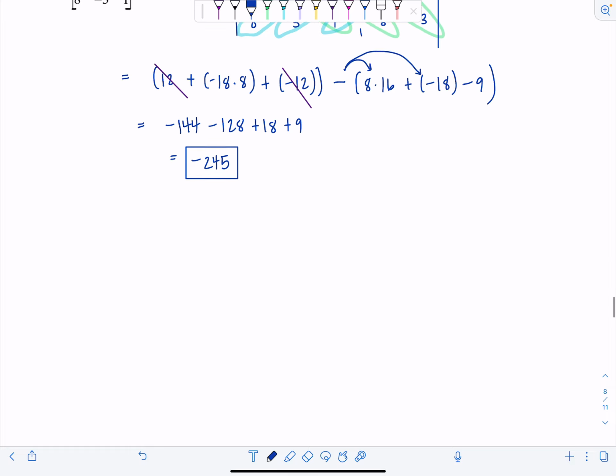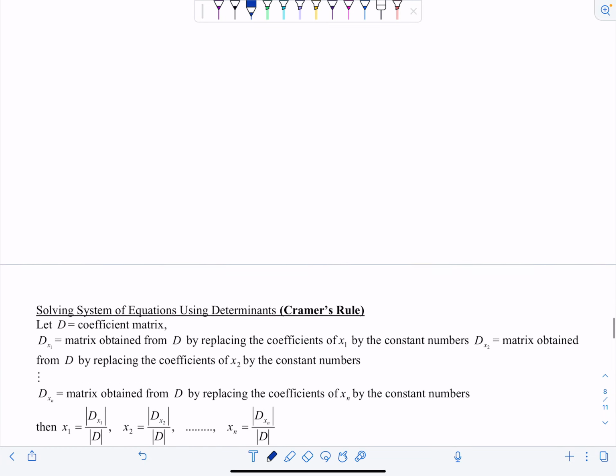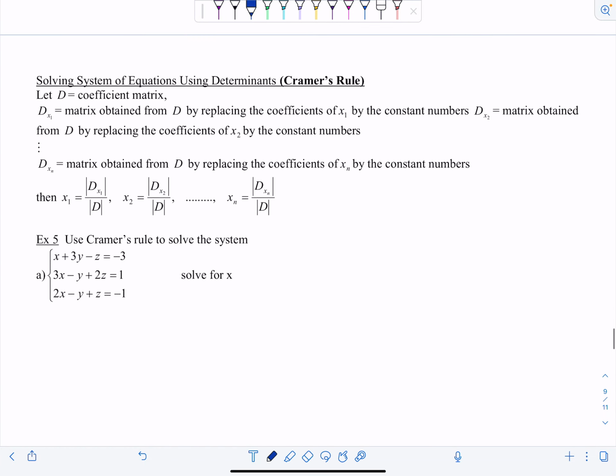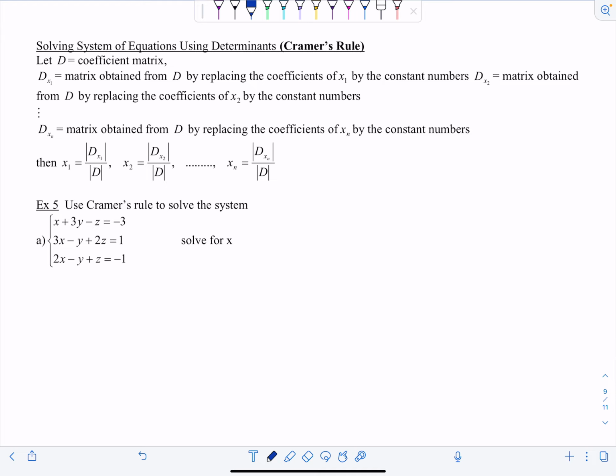Now, one useful application for determinants is that they allow us to solve systems of equations using Cramer's rule. So say you have a system of equations and D is the coefficient matrix. So it's the matrix made up of all of the coefficients from the variables when they're listed in standard form, like such. D sub x1 is the matrix obtained from D by replacing the coefficients of x1, or the first variable in that first column, by the constant numbers, so by these numbers over here.